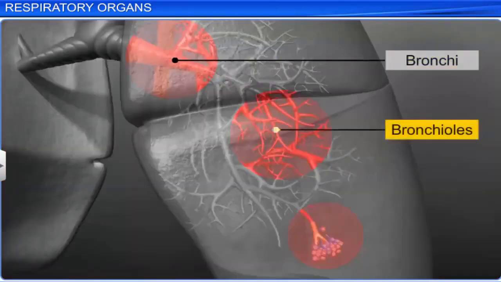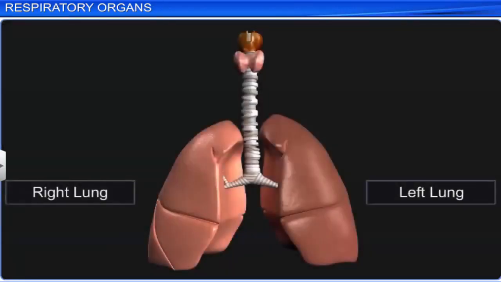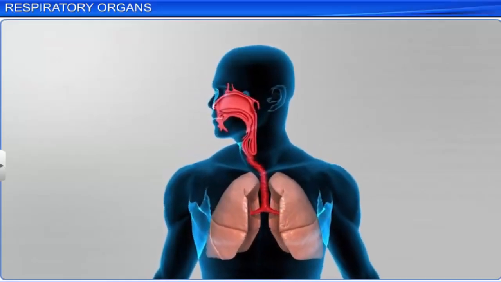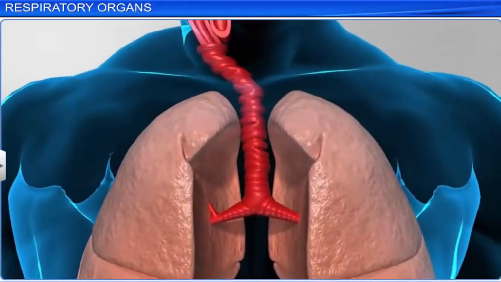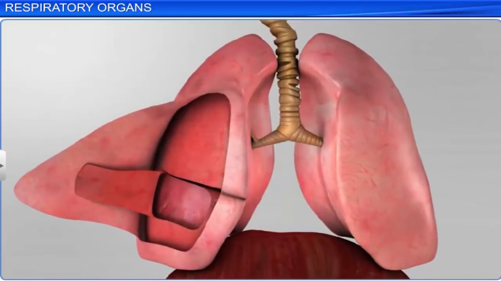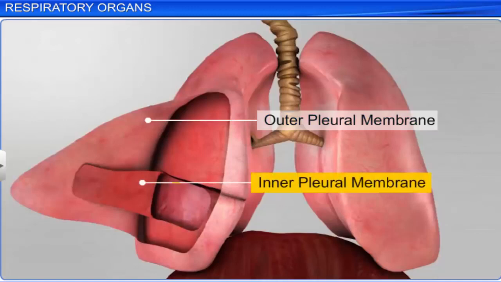Bronchi, bronchioles, and alveoli form a part of a pair of lungs, the left lung and the right lung. The left lung has two lobes and is slightly smaller because of the location of the heart near it. The right lung is bigger with three lobes. The lobes are spongy and elastic organs with broad bottoms and tapering tops. Each lung is enclosed by two membranes, the outer pleural membrane and the inner pleural membrane.